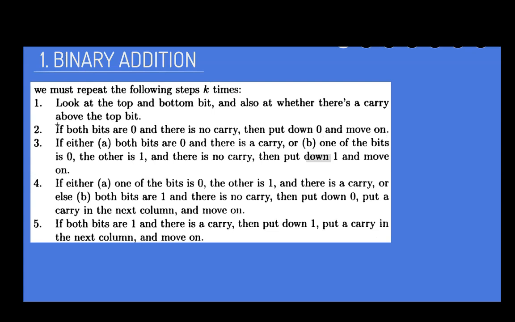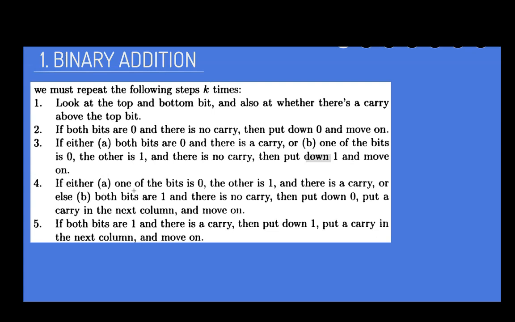The next case is when both bits are 0 and there is a carry, or it may happen that one of the bits is 0, the other one is digit 1 and there is no carry. In those two cases, the sum of the digits concerned will be equal to 1. So we should put down 1 and move on.